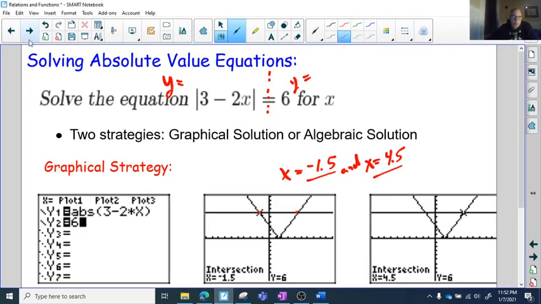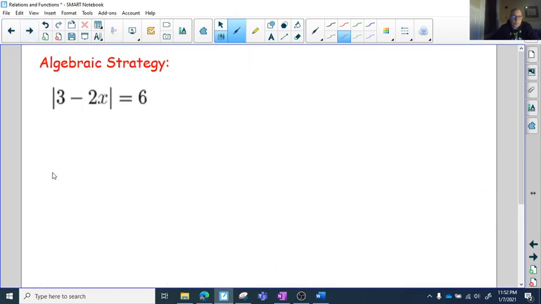But what we're going to be more interested in is teaching you the algebraic approach to do this. So assuming we're back in the days of no cell phones and we don't have the technology that we do now, how would we do this by hand? Well, it kind of models the piecewise strategy.